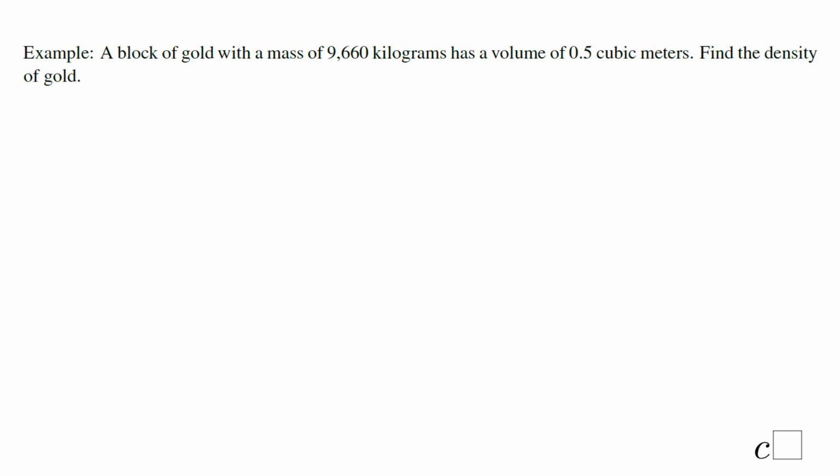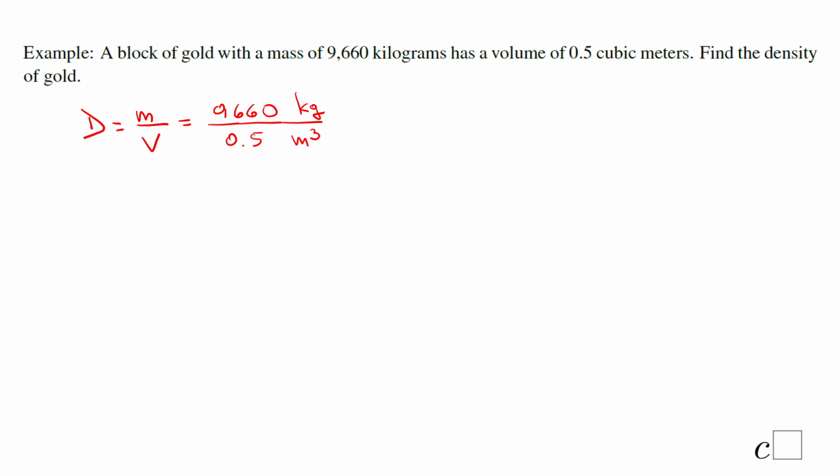We have here a block of gold with a mass of 9,660 kilograms and a volume of 0.5 cubic meter. We need to find the density of gold. So this is a straightforward problem. I'm going to have to remember density equals mass over volume. And we have here 9,660 over 0.5. Now, if you want to put the units, that will be good. It helps. Cubic meter, it's this way.